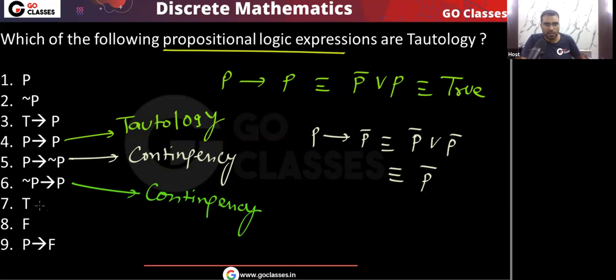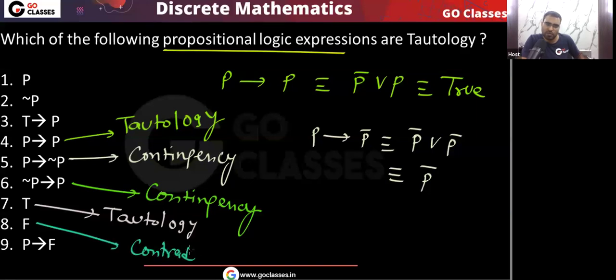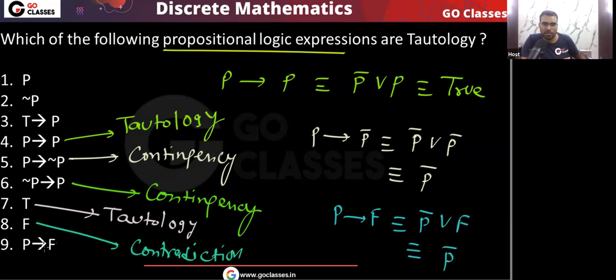What about the next? That is a tautology. True is a tautology because it is always true. False is always false, so this is a contradiction. And what about P implies F? P implies F is the same as P bar or F, which is the same as P bar. So this is also a contingency. Is this clear? Let me know. So this is the answer for this question.